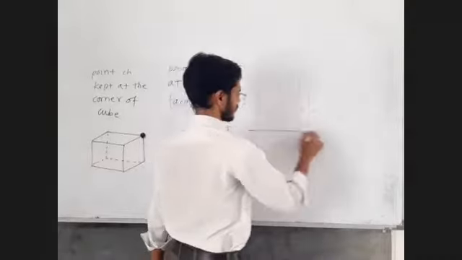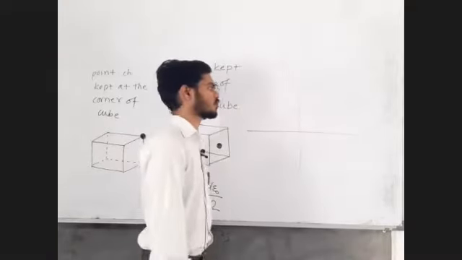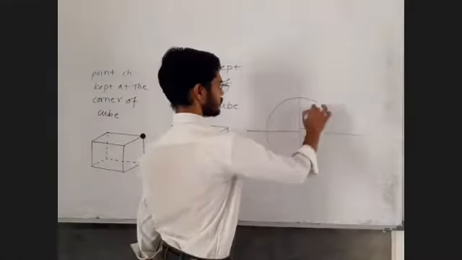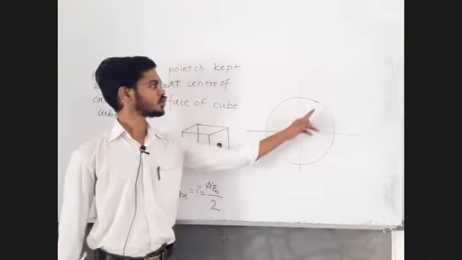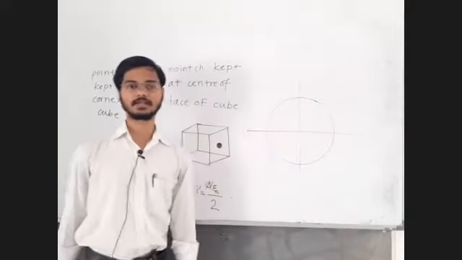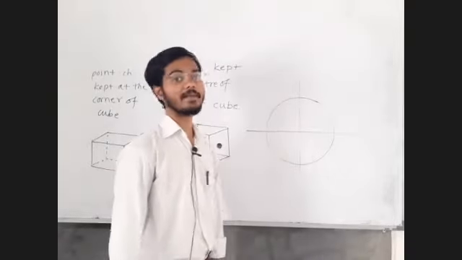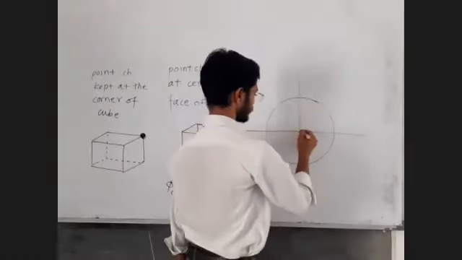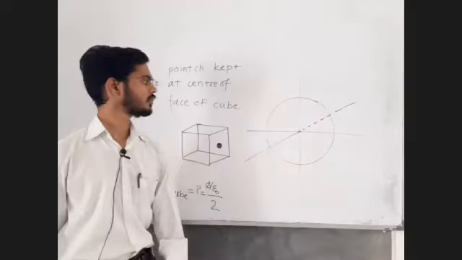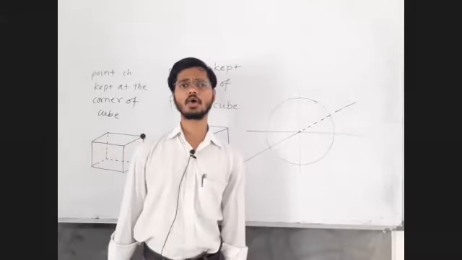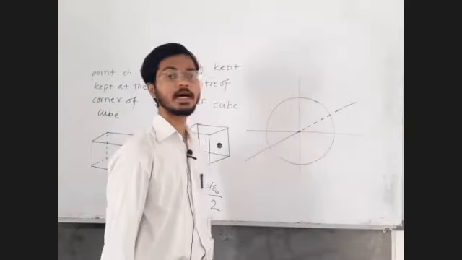Let us imagine 2-dimensional quadrants, 1, 2, 3, 4. Each quadrant will share 1/4 part of the circle. Let us imagine a 3-dimensional coordinate system. Now this is a sphere. In a 3-dimensional coordinate system, how many quadrants are there? There are 8 quadrants.